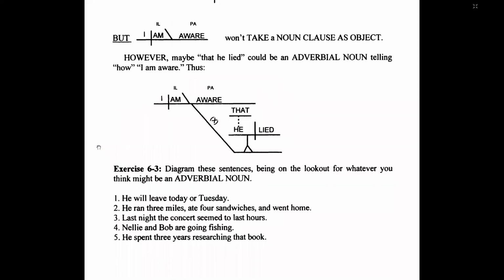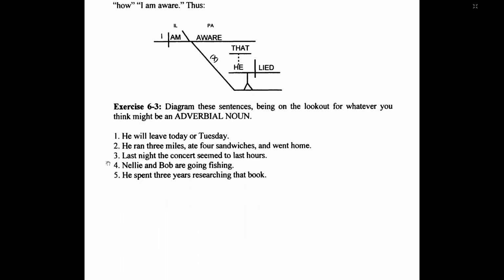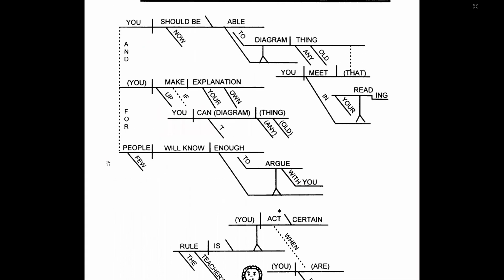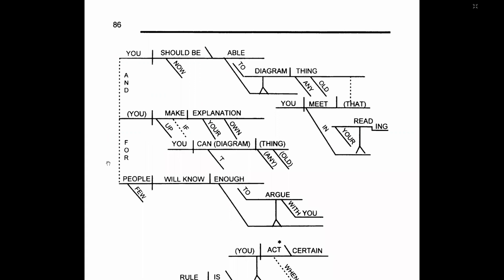So, he will leave today or Tuesday. So we have two adverbial nouns, today and Tuesday. They're joined together with or. Okay, so how do you diagram that? Remember the dotted lines. All right, and go ahead and finish 6.3. It's not too hard. So the exercises for this section are not too much. And now you have this great sentence that she diagrammed.